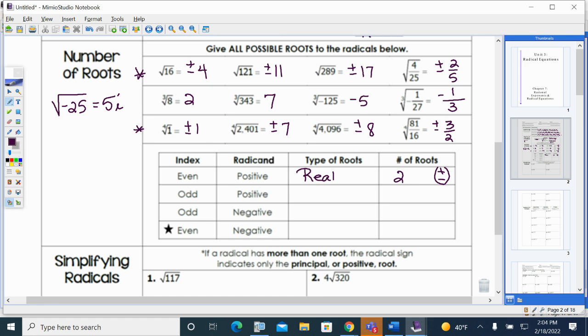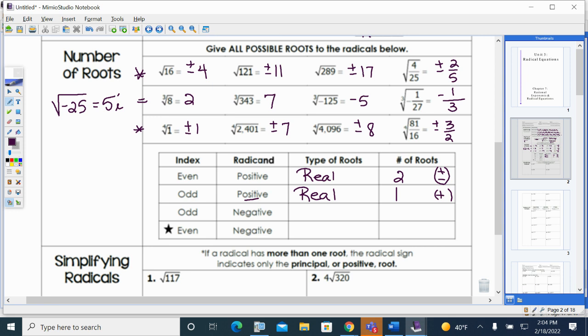What if our index is odd? That would be that middle row. If we're looking at that middle row, if the number that's inside is positive, what are the types of roots here? Well, they're still real. And how many can we have? Well, there's only going to be one answer there. And I've said that as we were going through that. If the number underneath is positive, then it's only going to be positive.